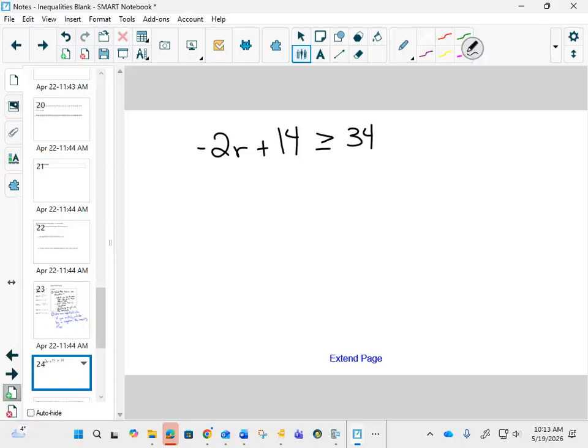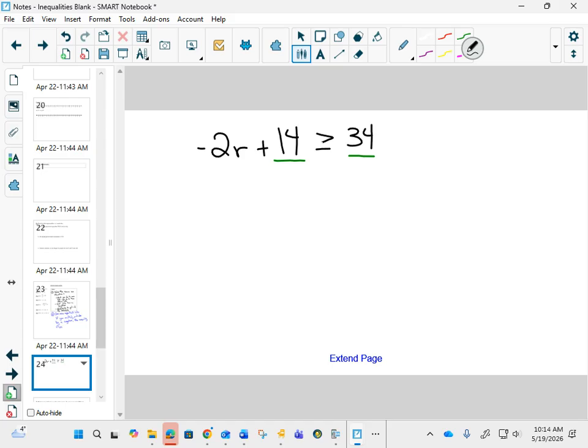So, first of all, do you have any like terms here? Yeah, 14 and 34. The 14 and 34 are like terms. So just like in equation solving, we want to put them together, but they're on opposite sides of the inequality. What you do to one side, you do to the other side, and we want to put those together.